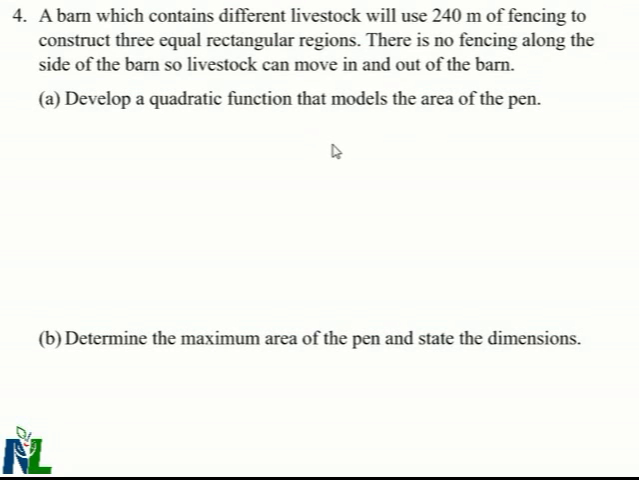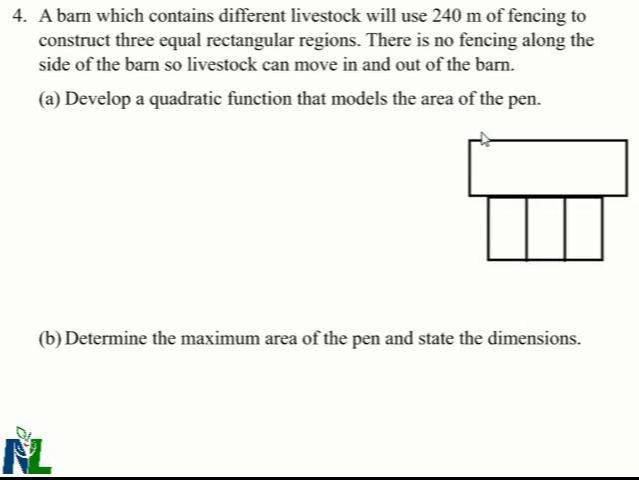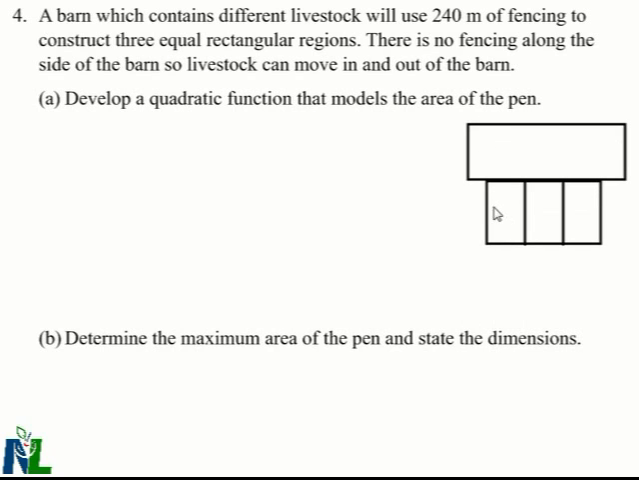In this video, we again need to determine some quadratic function to model a situation given in a word problem. So this time, please pause the video and read the word problem. Having read the word problem, we can see that this is a situation where we're looking for the maximum area of, in this case, 3 rectangular regions to house livestock that have been constructed off a barn.